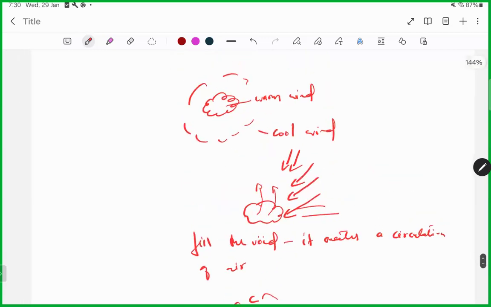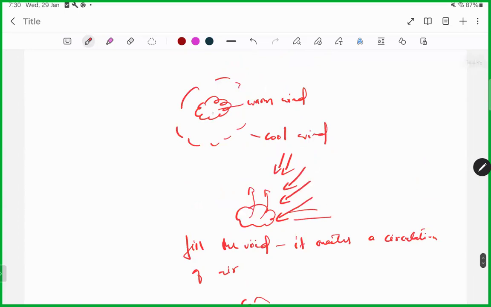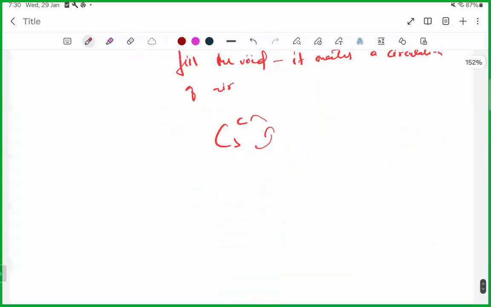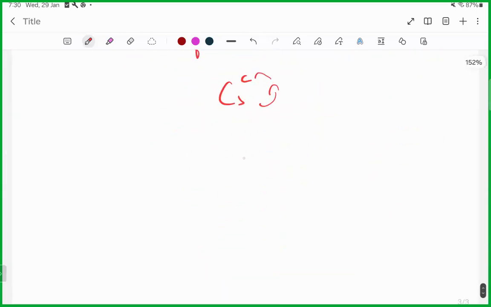Okay. So this area, warm air, where it is surrounded by the cold air, is known as the eye. The center of the tropical cyclone is known as the eye. All right. So low pressure attracts cool air.